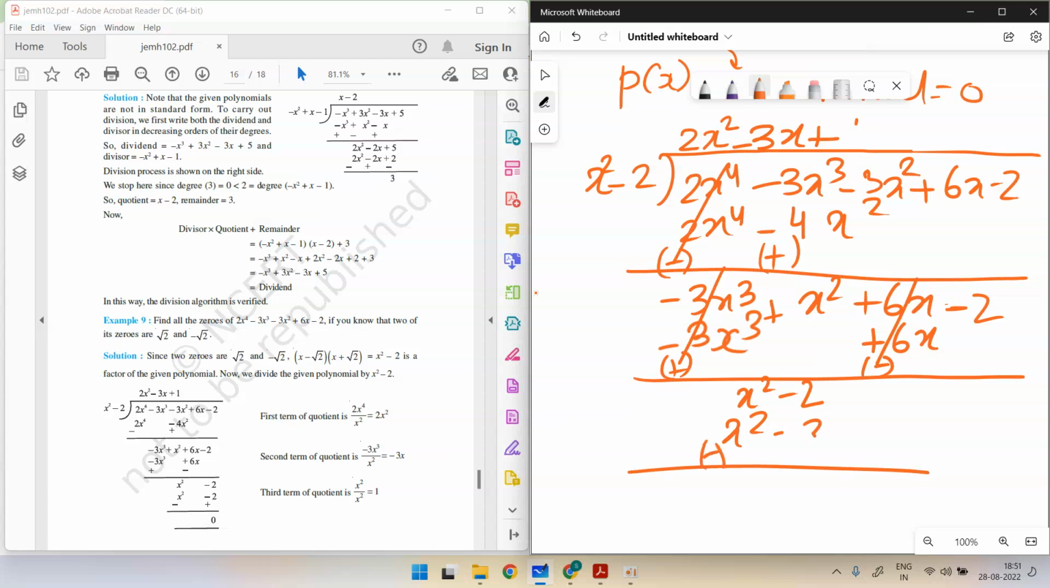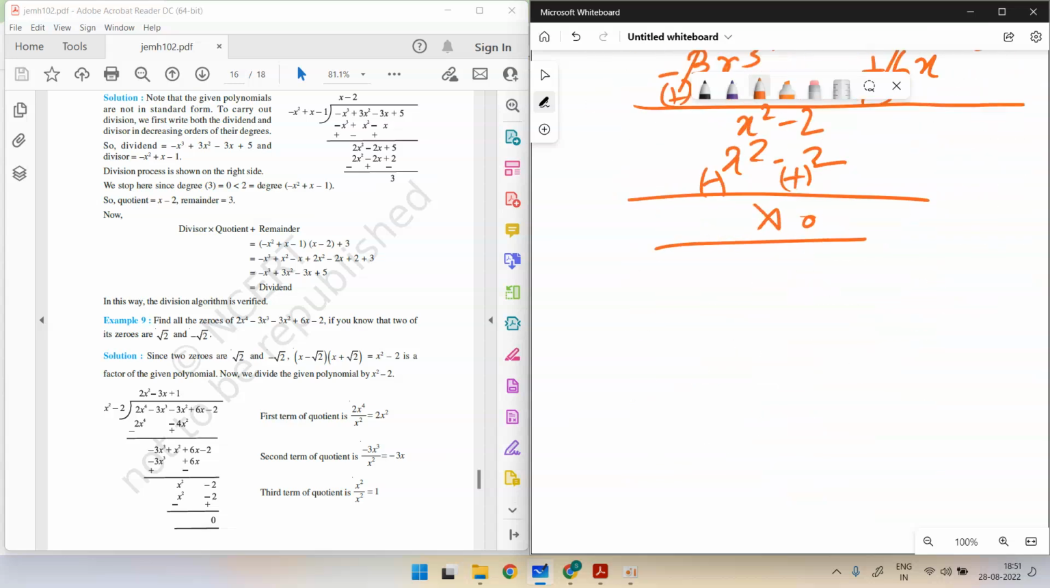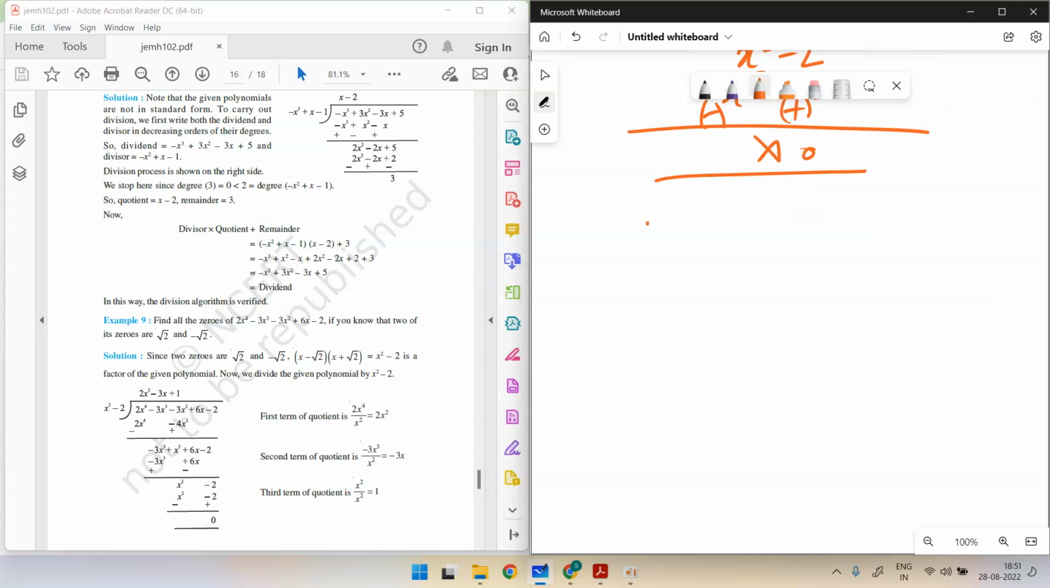Subtract this, you will get 0. And then 0. So this is plus 1. So the remainder is 0, which implies that 2x^2 minus 3x plus 1 is the other factor, which needs to be equated to 0 to get the other two roots.